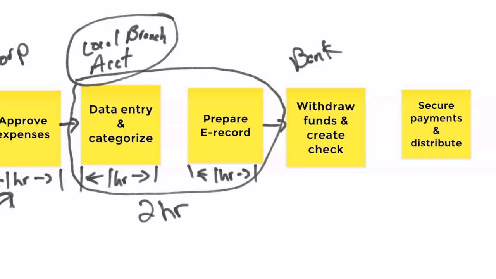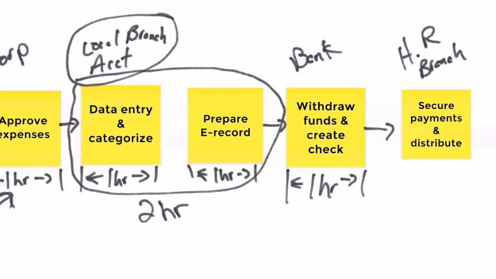In any case, for the bank to withdraw the funds, create the check, and get it sent off, that was about 1 hour as well. After the bank created the check, they would send it to the HR group at the branch. There were different HR professionals at each branch.